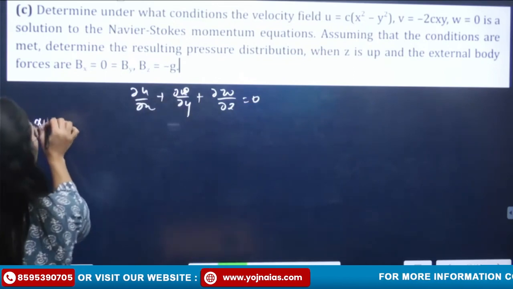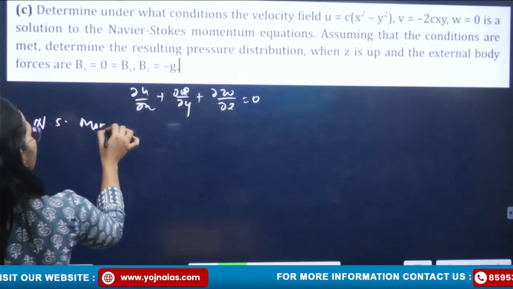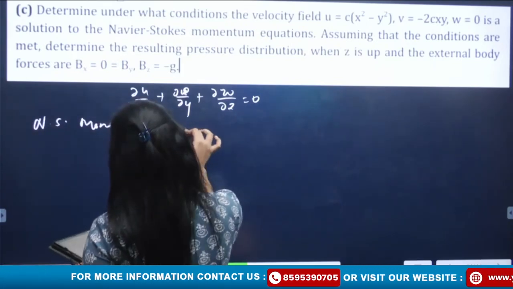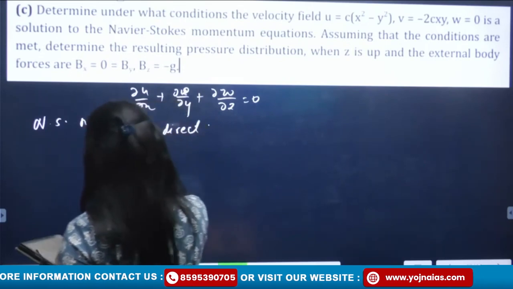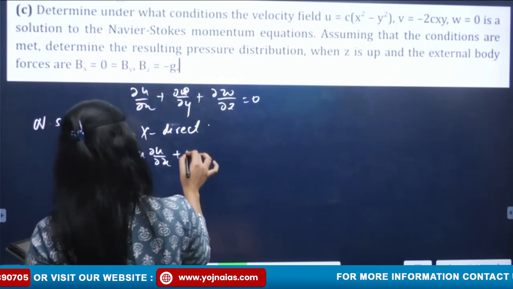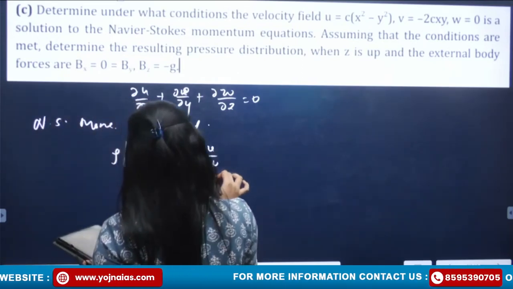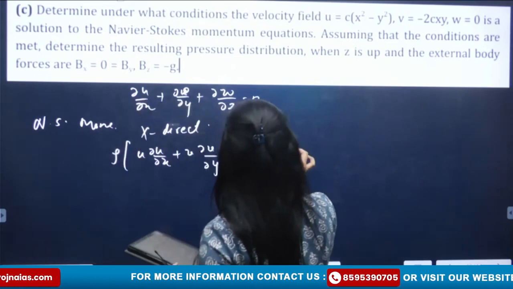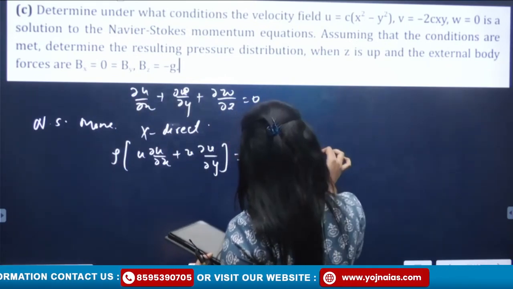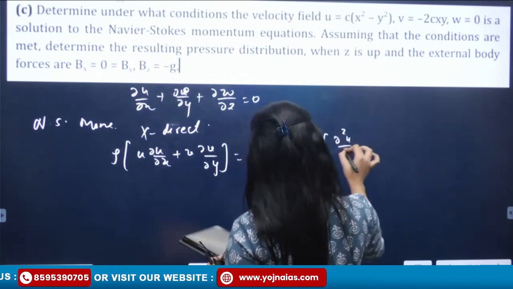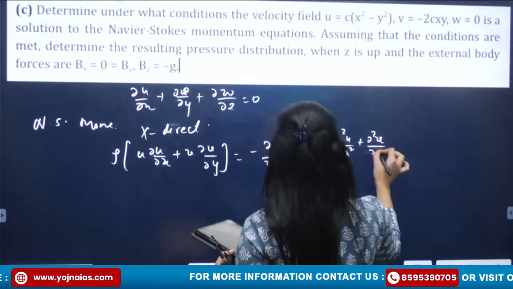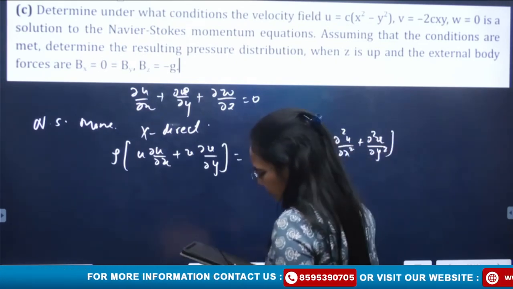So what are the Navier-Stokes momentum equations? They are different for different dimensions. For the x direction, with respect to u, it is going to be rho times u ∂u/∂x plus v ∂u/∂y equal to minus ∂p/∂x plus mu times (∂²u/∂x² plus ∂²u/∂y²). This one.